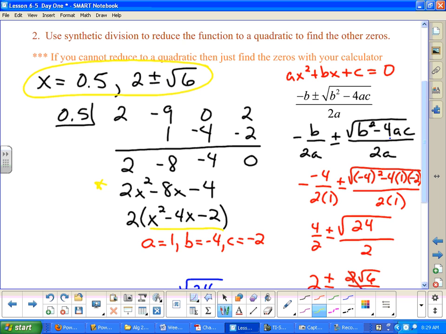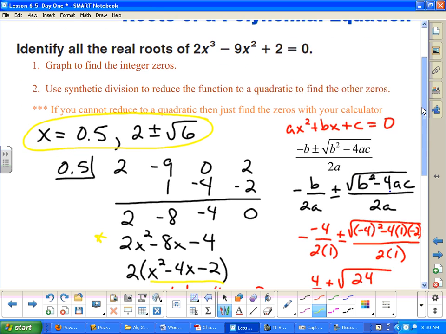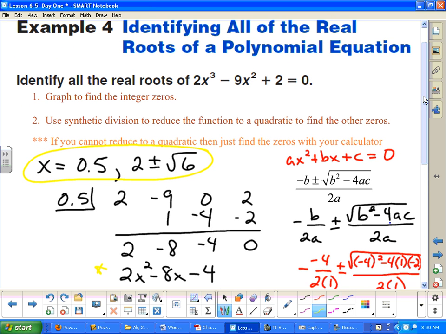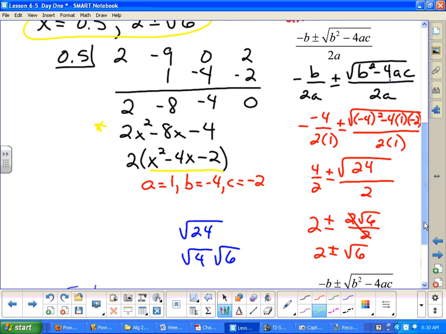How about we do another one then? Okay, so first thing we'll do is, if we can't factor it, then we're going to graph it, hopefully find integers that we can use for the zeros. If we find enough of them that we can then use synthetic division to get it down to a quadratic, we want to do that, because then we can always use the quadratic formula to find the last two. All right.